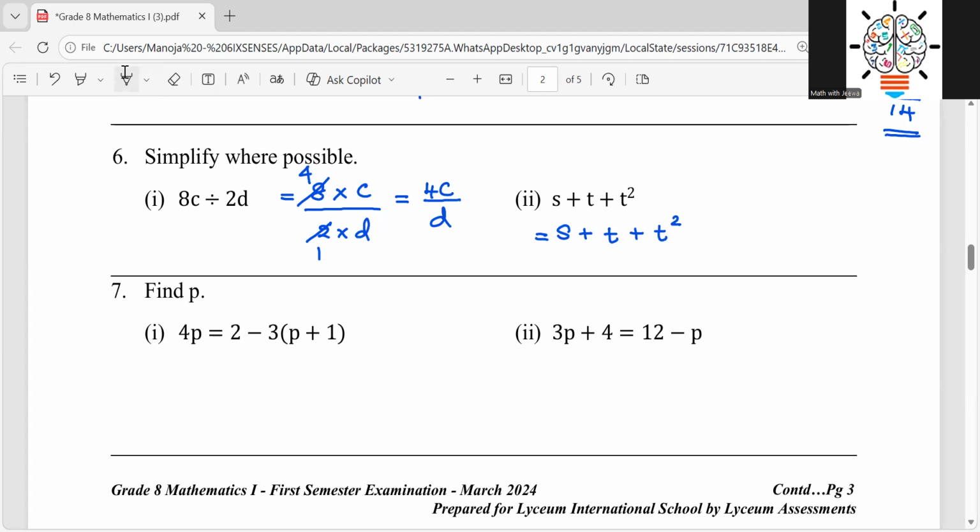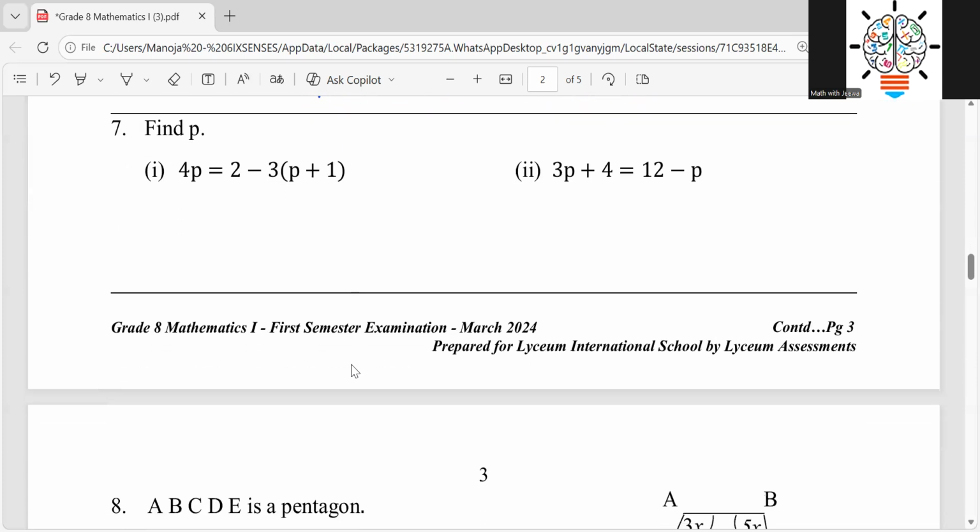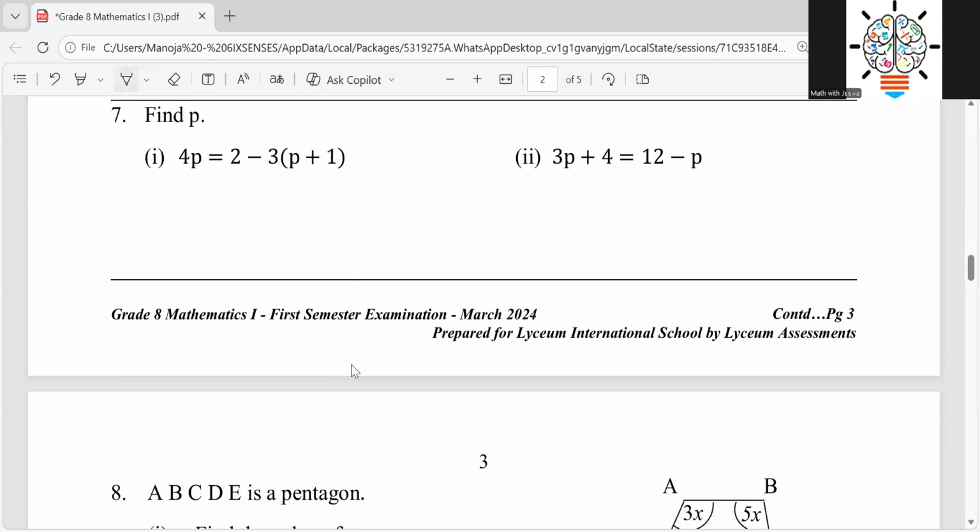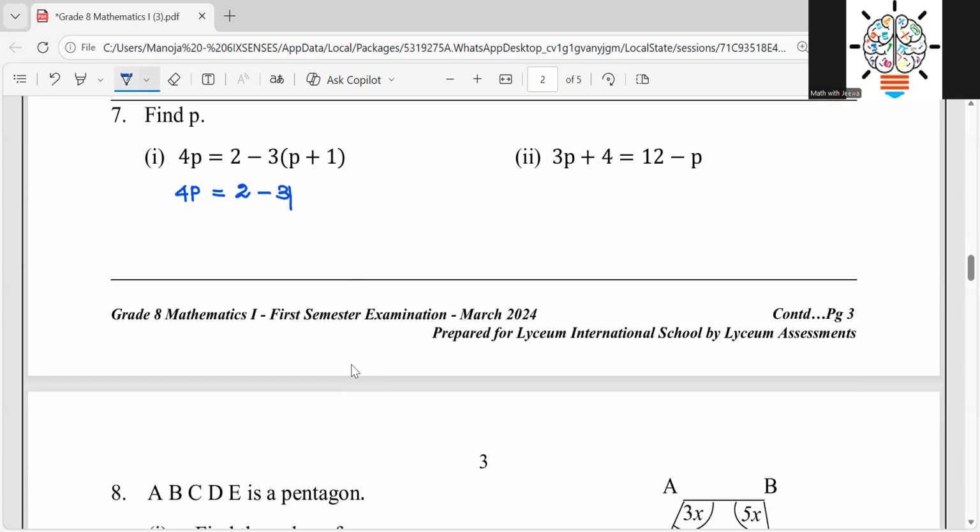Then we will move to the next one. You want to find the p-value. Before finding the p-value, you have something to do: you want to solve the bracket. You keep 2 here as it is. Negative 3 times p, negative 3p. Negative 3 times 1, negative 3. So then we write 4p plus 3p equal to 2 minus 3.